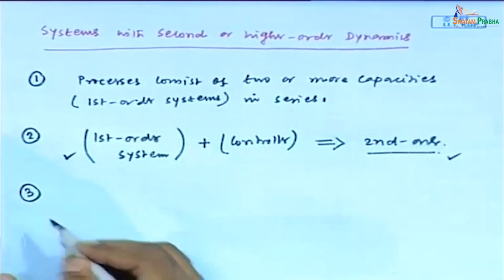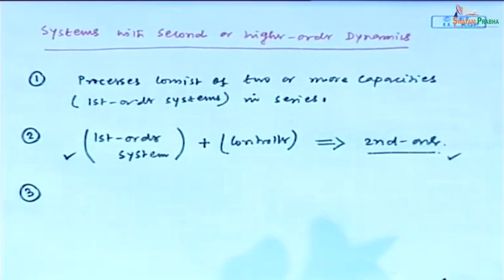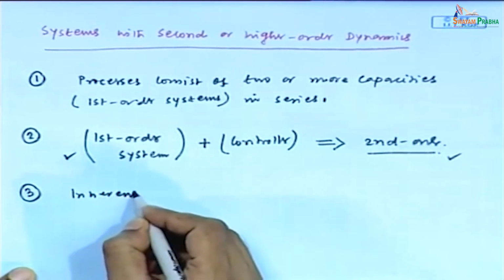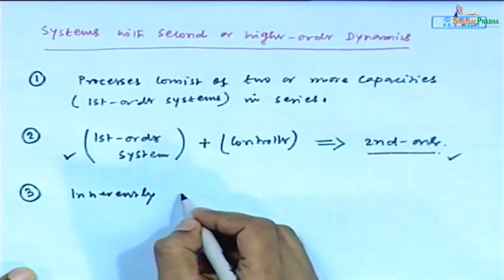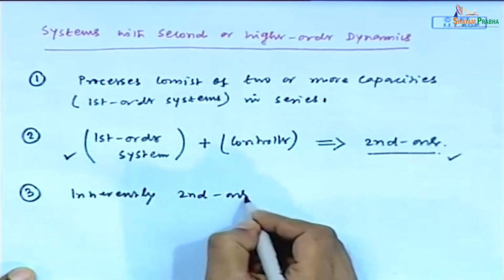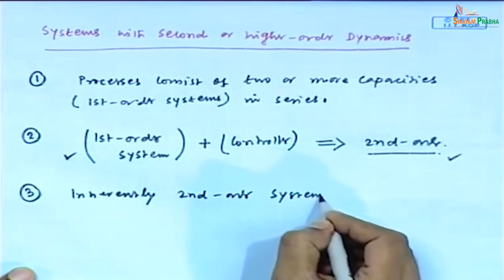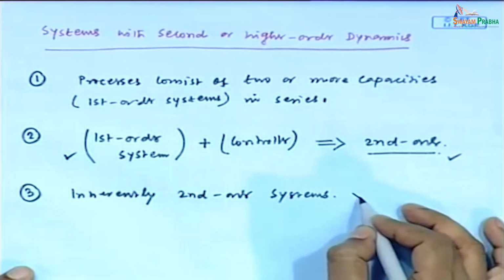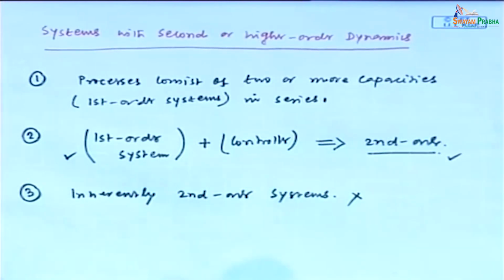Fine. Thirdly, few processes are inherently higher order. Few processes are inherently second order systems, but this is very rare in chemical engineering. Fine, and we will not discuss this third option. We will discuss only first and second options.